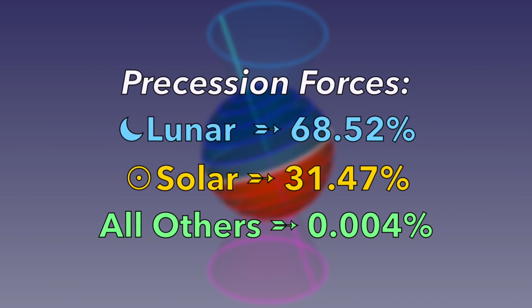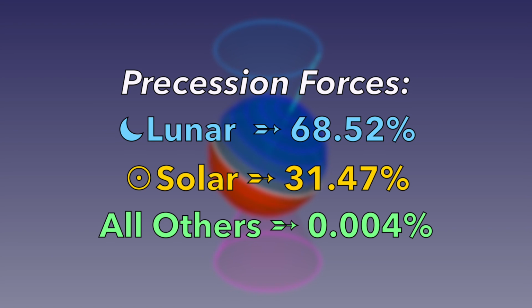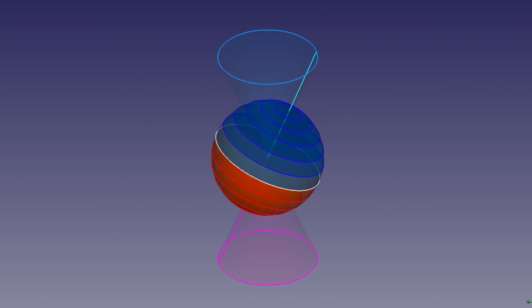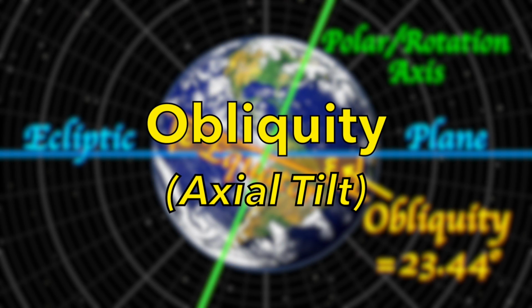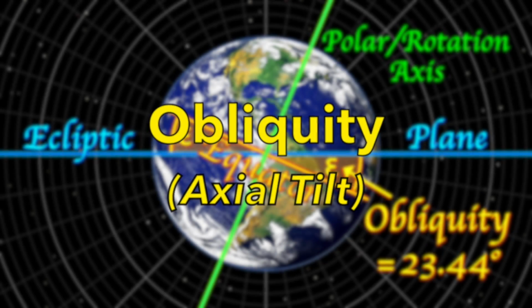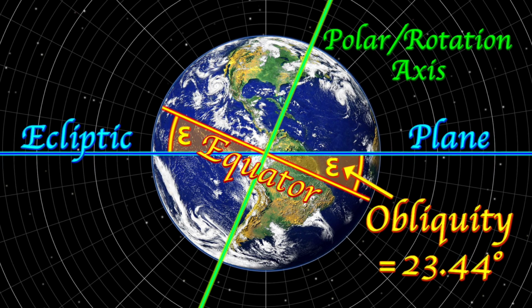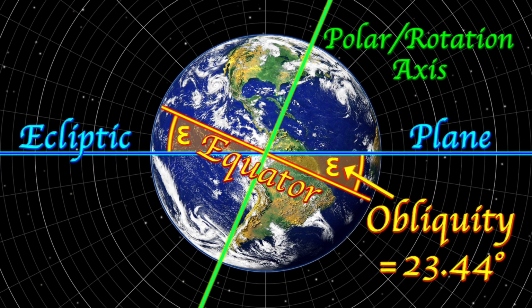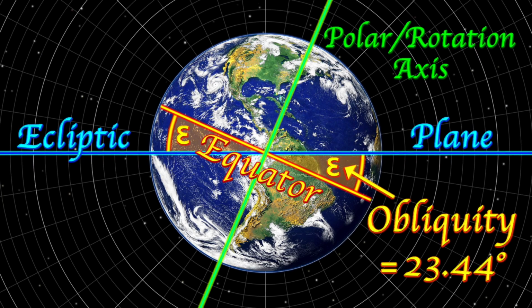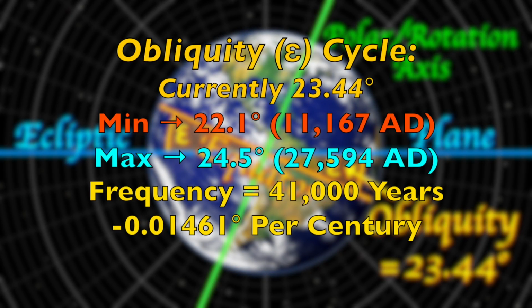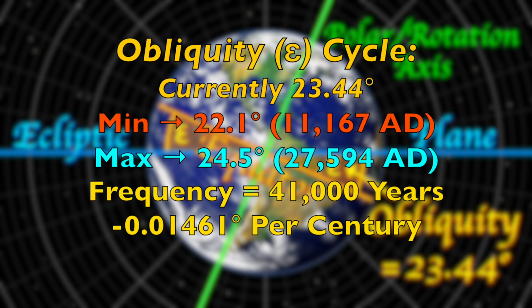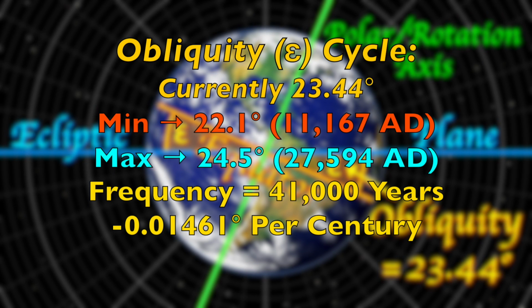The Moon accounts for 68.52% of forces involved in precession, while the Sun accounts for about 31.47%, with all other bodies accounting for 0.004%. The forces responsible for precession also affect the tilt of the axis. The tilt of the Earth is referred to as obliquity. Earth's axis is currently tilted about 23.44 degrees relative to the ecliptic plane, and fluctuates between 22.1 to 24.5 degrees, based on a 41,000-year cycle.